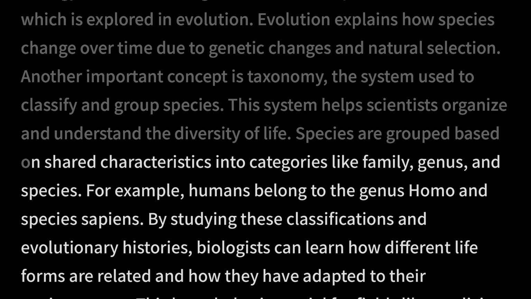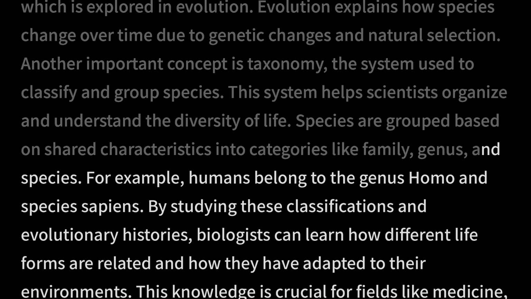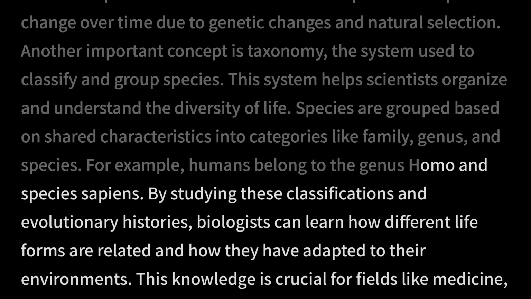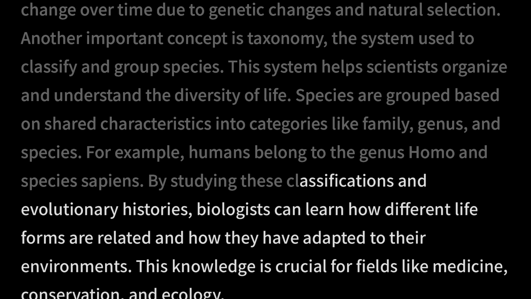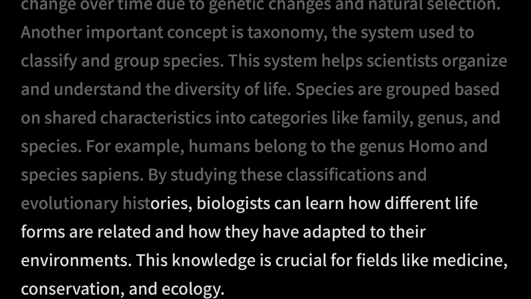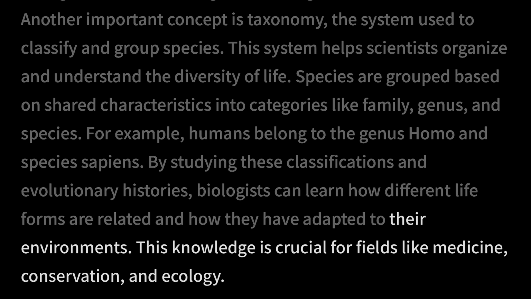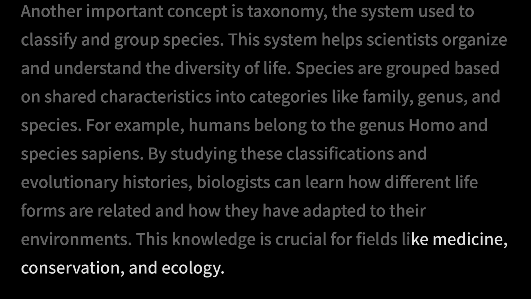Species are grouped based on shared characteristics into categories like family, genus, and species. For example, humans belong to the genus Homo and species Sapiens. By studying these classifications and evolutionary histories, biologists can learn how different life forms are related and how they have adapted to their environments. This knowledge is crucial for fields like medicine, conservation, and ecology.